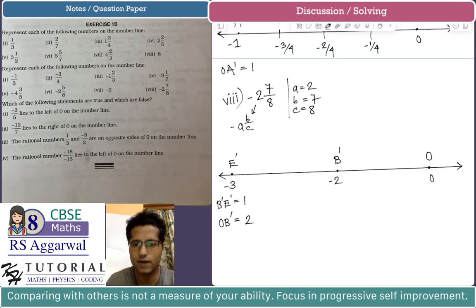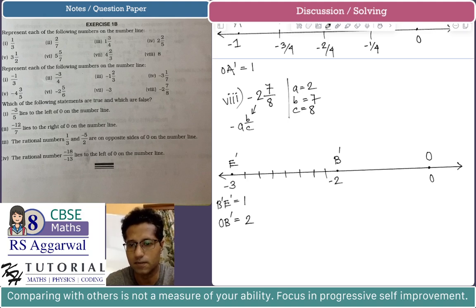Now we will divide the segment B dash E dash into 8 equal parts. Why 8? Because in the given mixed fraction, the denominator of the fraction part, C, is 8. So we will divide B dash E dash into 8 equal parts roughly. So 1, 2, 3, 4, 5, 6, 7 and 8. We have divided B dash E dash into 8 equal parts, and now we will consider 7 such equal parts.